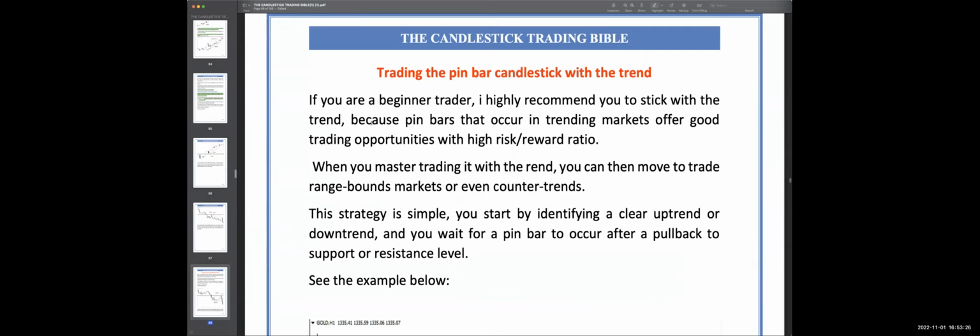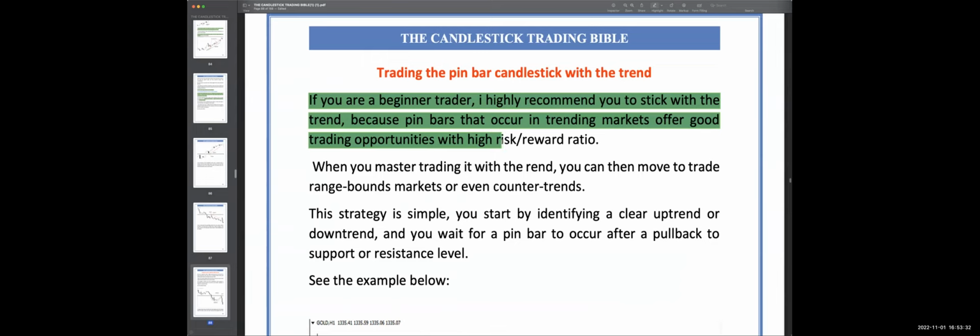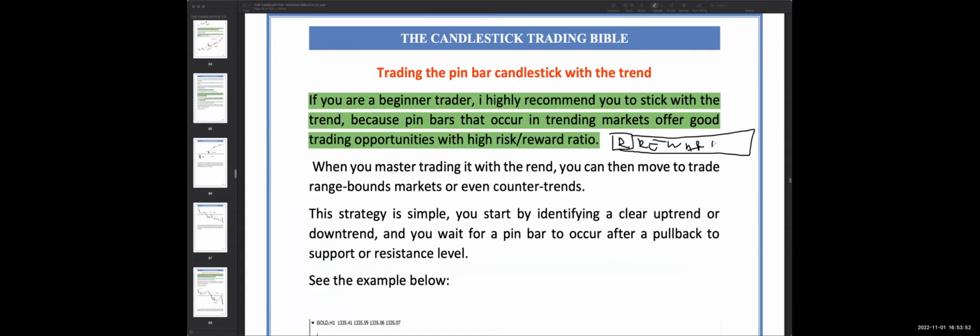You stick with the trend because pin bars in trending markets offer good trading opportunities with a high risk to reward ratio. What it simply means is once you see a pin bar on a higher time frame in a trending market, the reward compared to the risk, right? The reward will be great compared to what you will be risking. But what this statement simply means for those who are still new to trading.